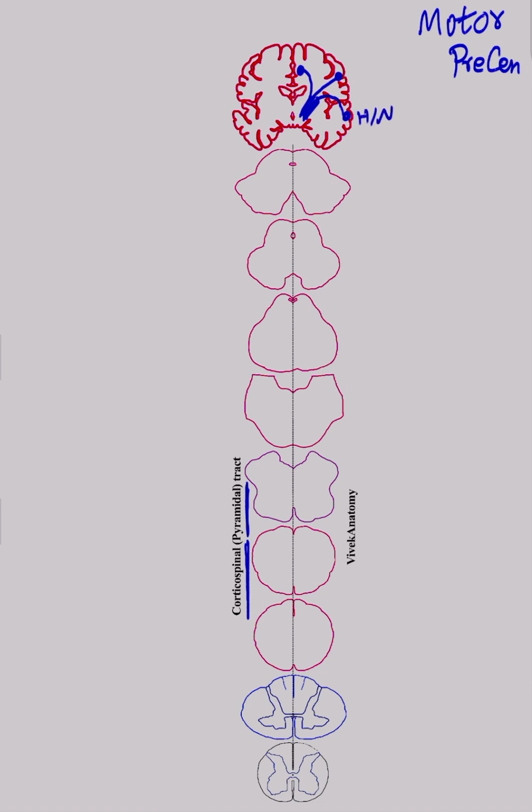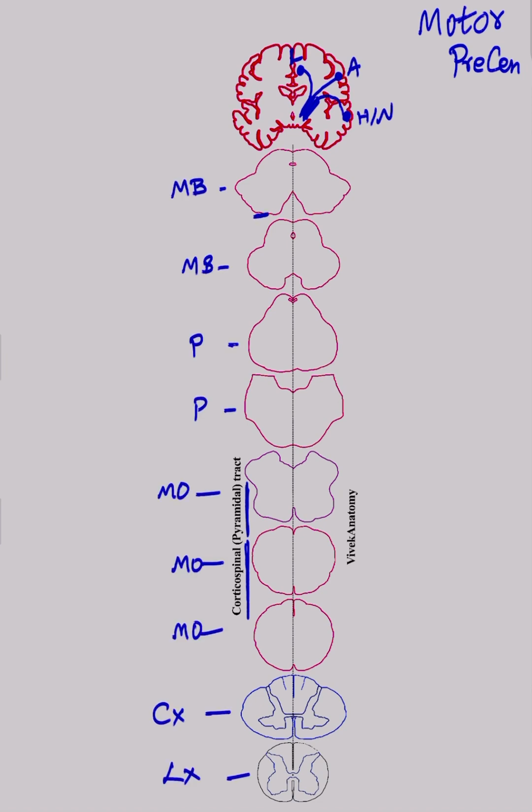Remember that the fibers supplying the head and neck are here. The arms and trunk are somewhere here, and the lower limbs are more medial. In the cross section, the lower part is the anterior aspect, and the top one is the posterior aspect of the cross section.